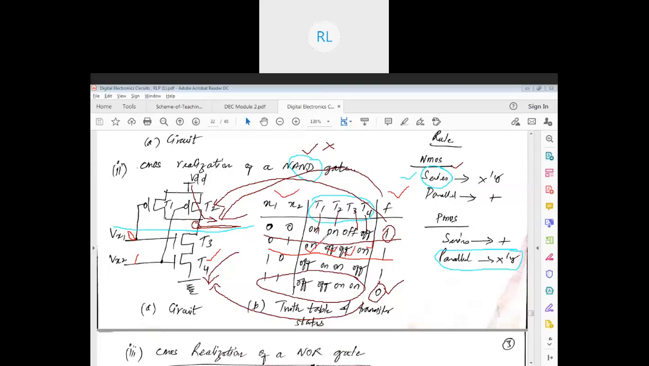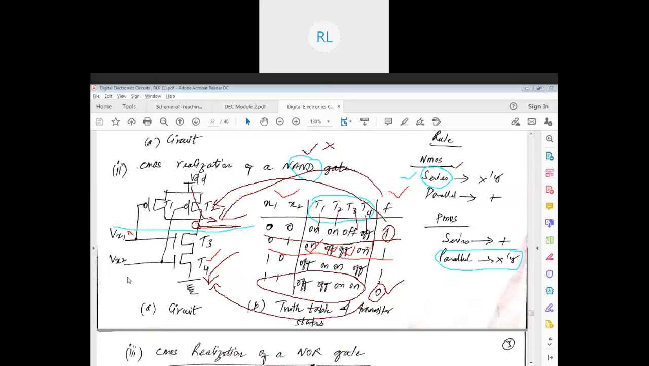So I think this part you have understood, isn't it? This section is understood, right? If PMOS is getting a 0, it will turn on, and if NMOS is getting 1, it will turn on. So this case you should remember.